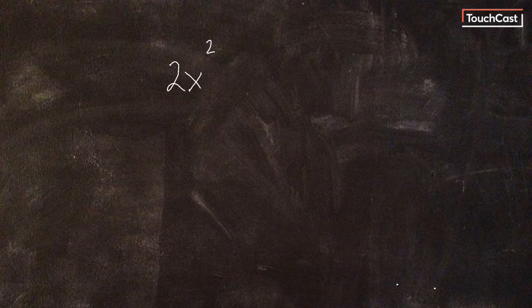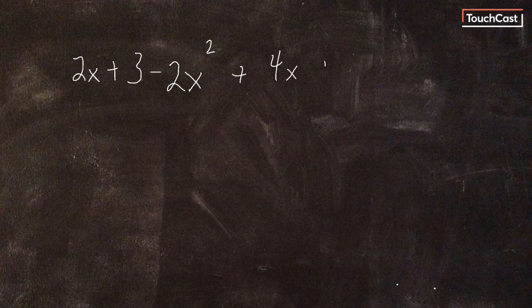Let's say I have a few terms in my expression. Let's say I have 2x plus 3 minus 2x squared plus 4x plus x squared. That's a lot, but let's just go with it. The first thing I'm going to do is ping pong: I'm going to make the minus 2x squared plus negative 2x squared.